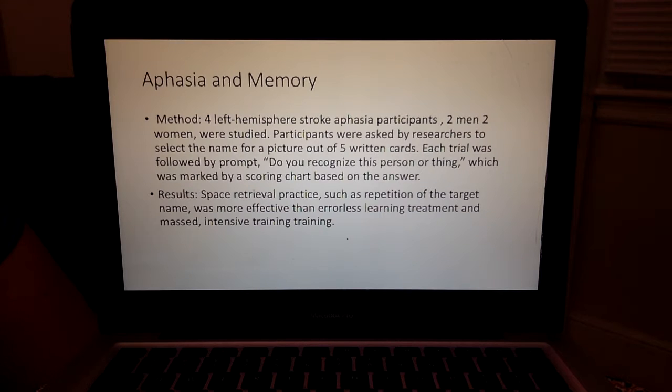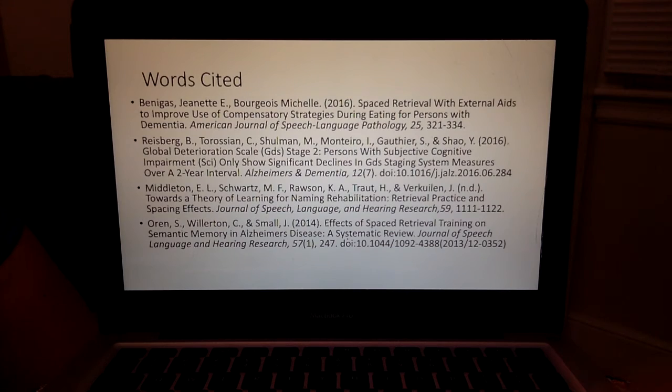And so the results again showed that spaced retrieval practice, in this case repetition of the target name, was more effective than errorless learning treatment and massed intensive training. So, and these are our sources.